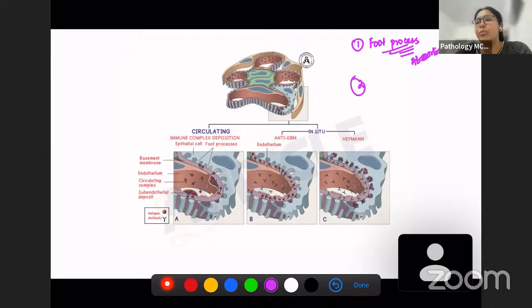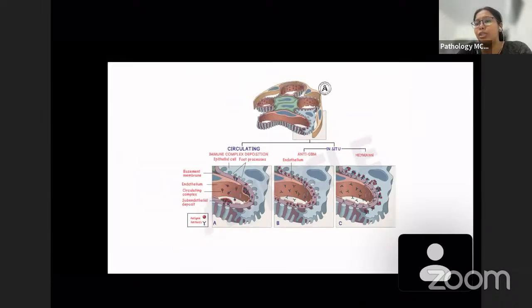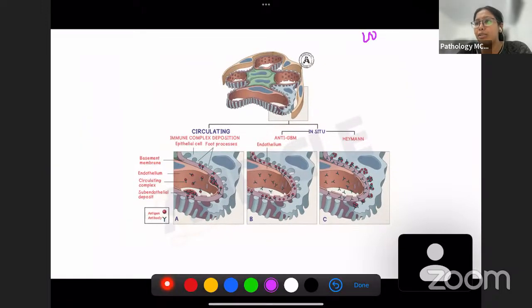The second most important type of injury which is going to happen is antibody mediated injury. And then we have injury which is due to deposition of amyloid, some substance deposition, so this is known as deposition disease. Any substance which is going to get deposited. So these are the three types of injury. One is damage of our foot processes, physical damage, then antibody mediated damage, and then damage because of deposition. These are the three main types of damage.